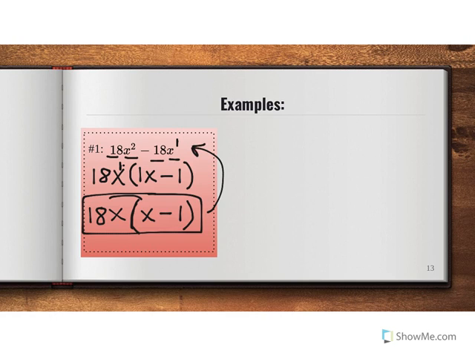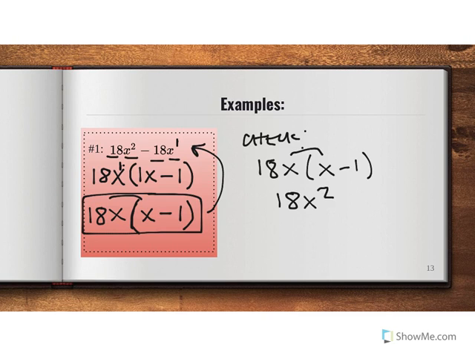So let's go ahead and check our work here. When we check our work, you are going to be multiplying and distributing just like we did in our previous video on multiplying polynomials. So now I'm going to do 18x times x, which is 18x squared, and then we have 18x times negative 1, so that's a negative 18x. And we see that we got back to our original polynomial, so we are correct on that one.